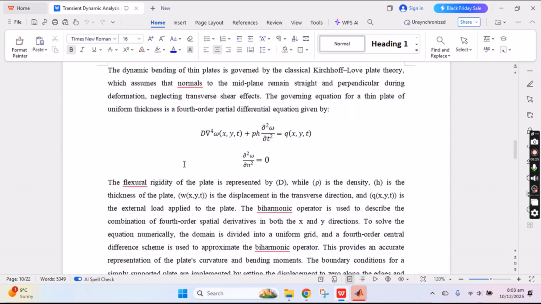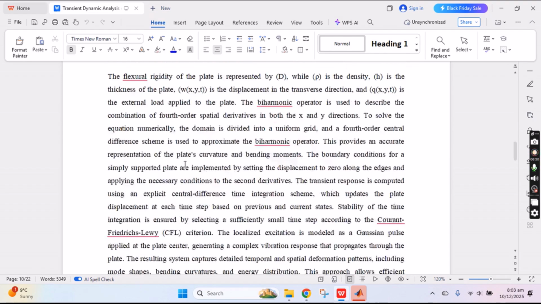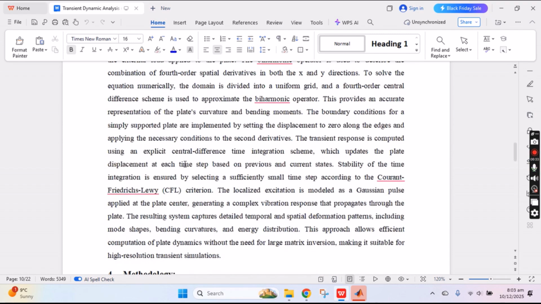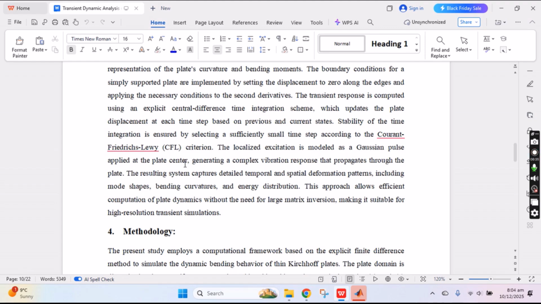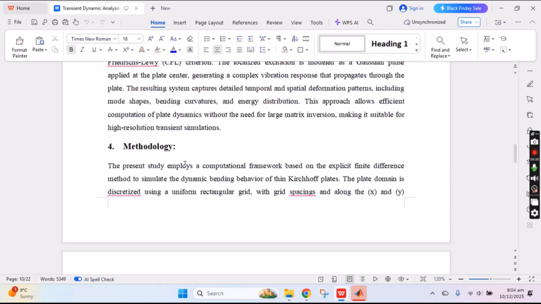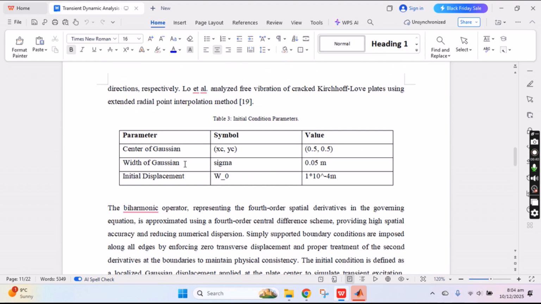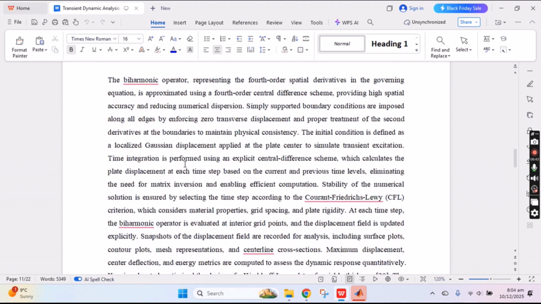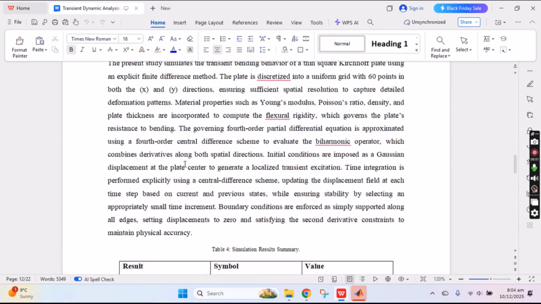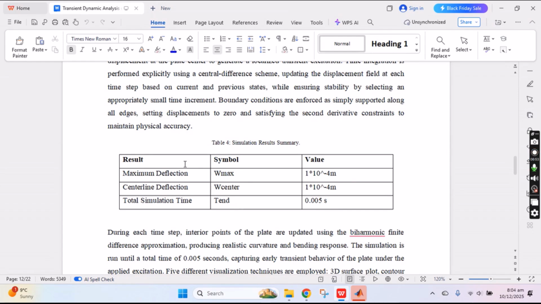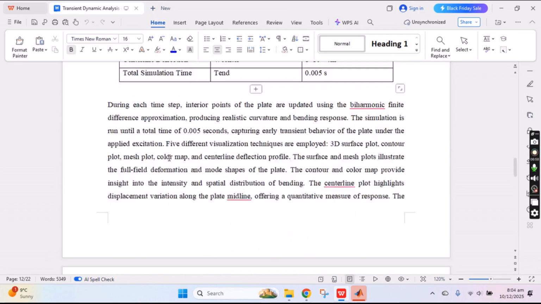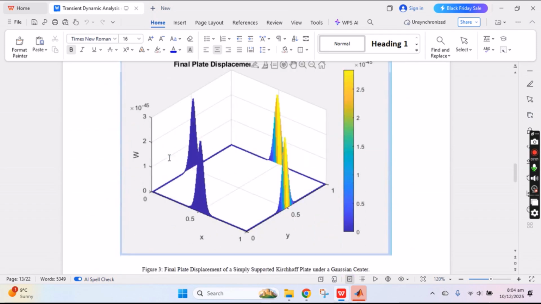These are the mathematical equations that will be used, which I have used in the MATLAB algorithm with the use of the CFL criterion as well. The methodology is also written here, in terms of initial conditions, Gaussian displacement applied to the plate center of simulation, transient excitation, and the design and MATLAB simulation, with a summary of how we use the parameters of simulations and the output results.